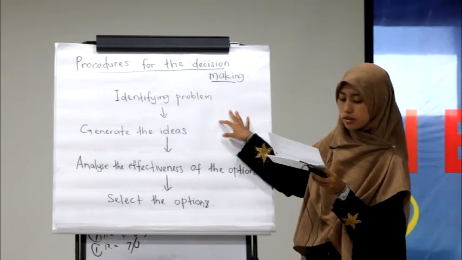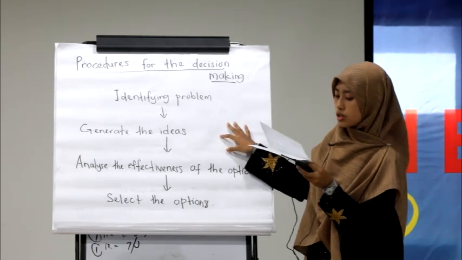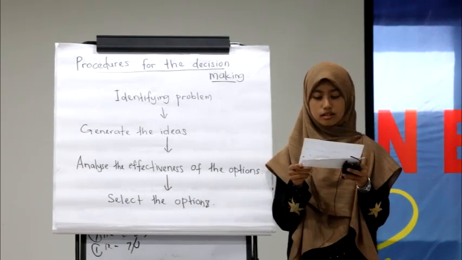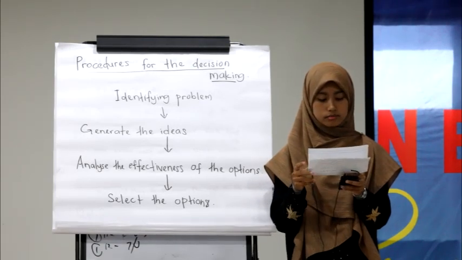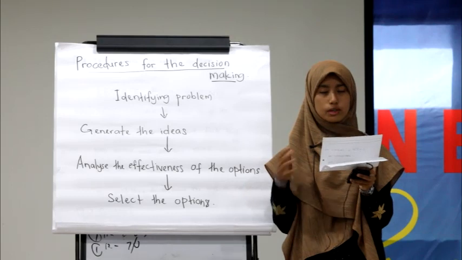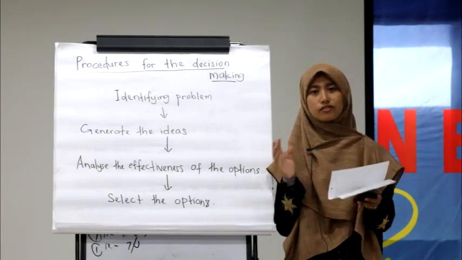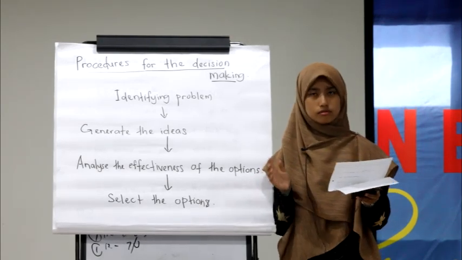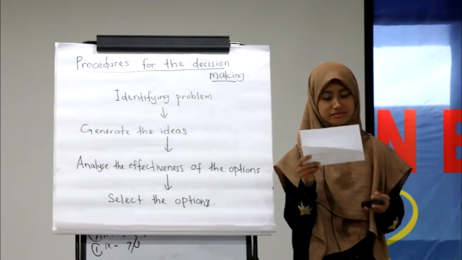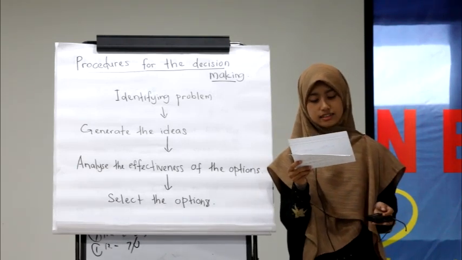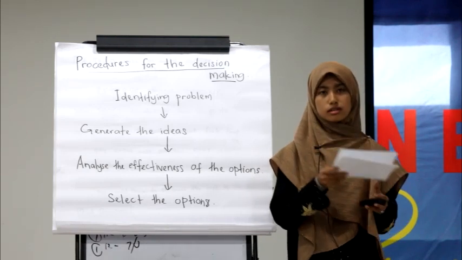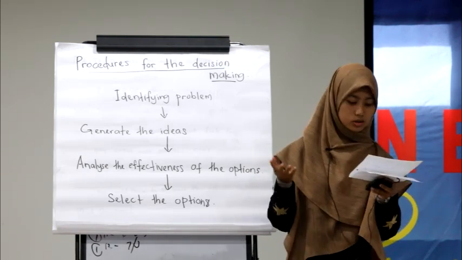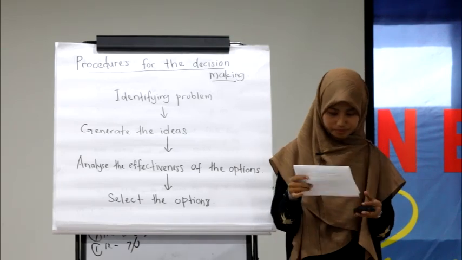For the first step, we will identify the problems. We will determine the root cause by using the 5 whys. This 5 whys method will help us to identify the root cause of our problems. And this method is one of the simplest tools, so it is the most useful method to identify the problems.